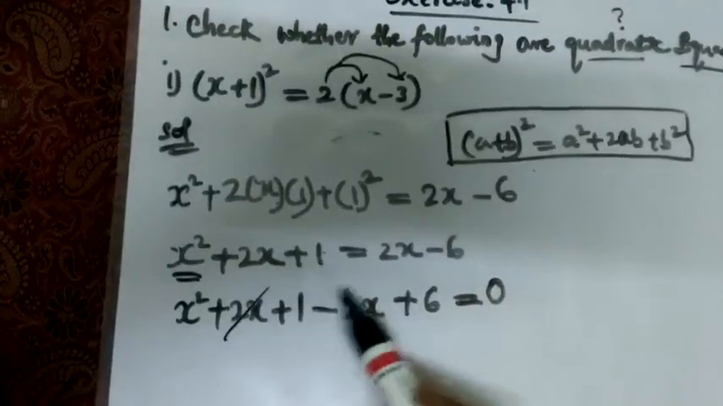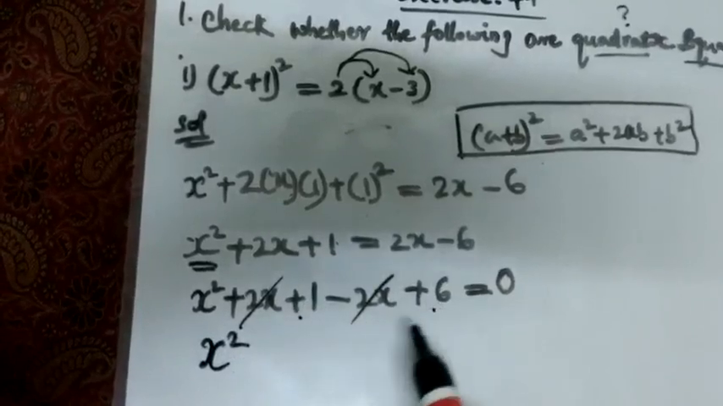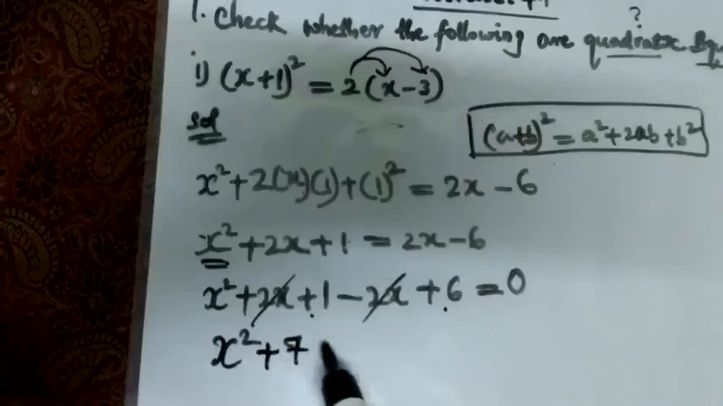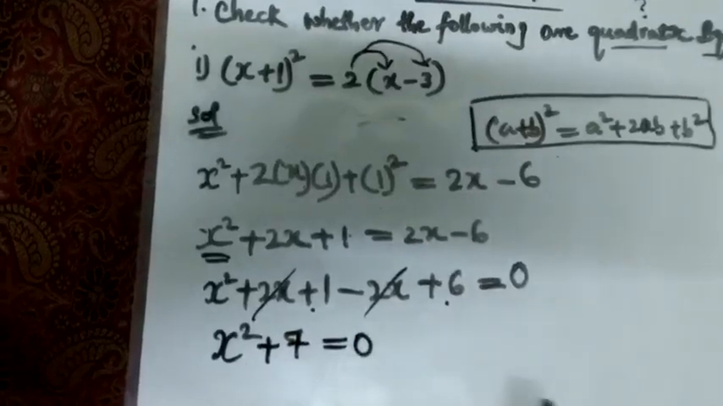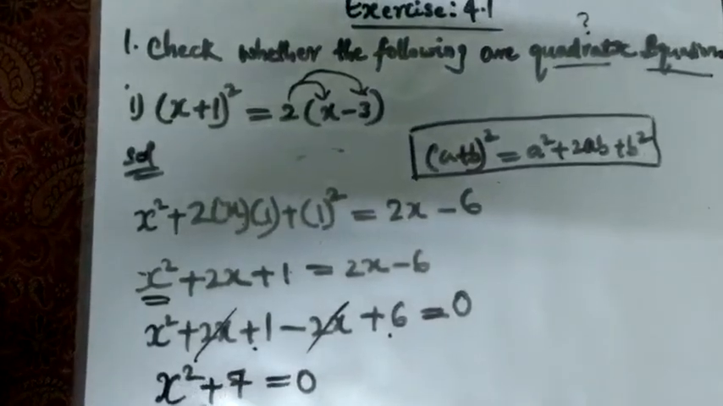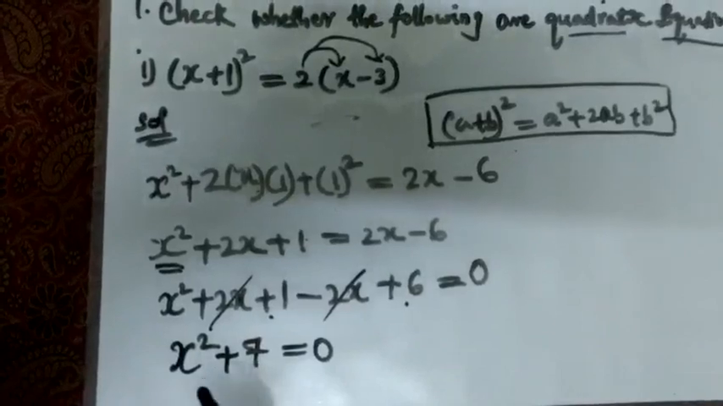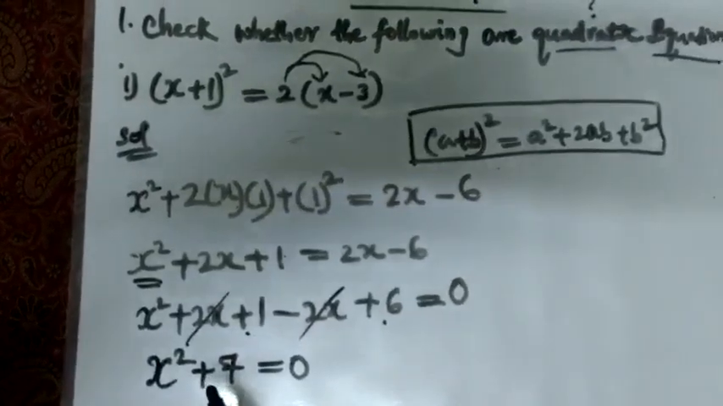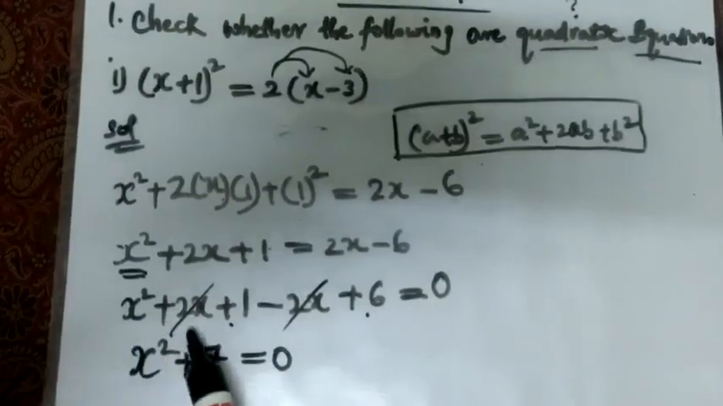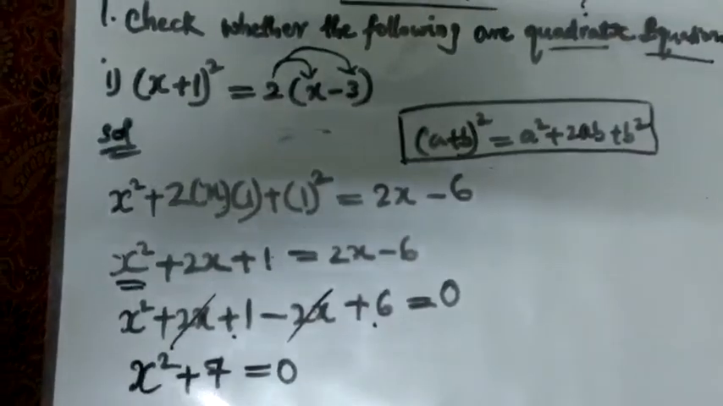Plus 2x minus 2x cancel, x square is left, and plus 6 and plus 1 and plus 6, it means that it is plus 7, positive 7, equals to 0. Now the question here is to decide whether it's a quadratic polynomial or not. Now to be a quadratic polynomial, what is the thing we have discussed? The degree should be 2 in the given equation. So there is only one variable here, and I can see the power, the exponent, is 2. It means that it's a quadratic equation.